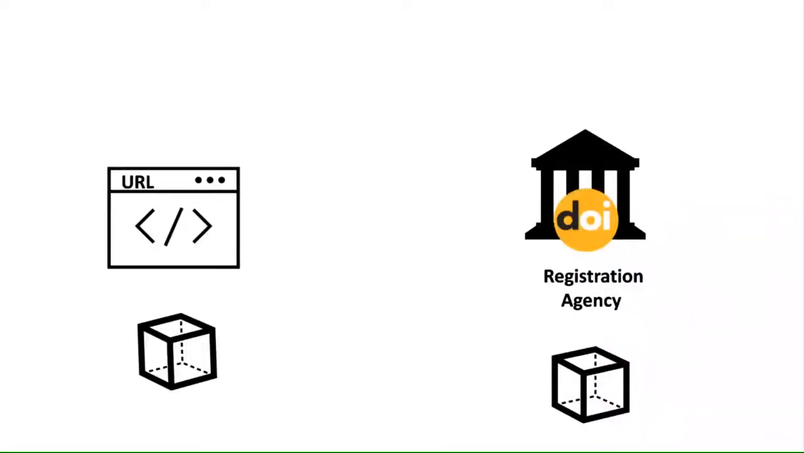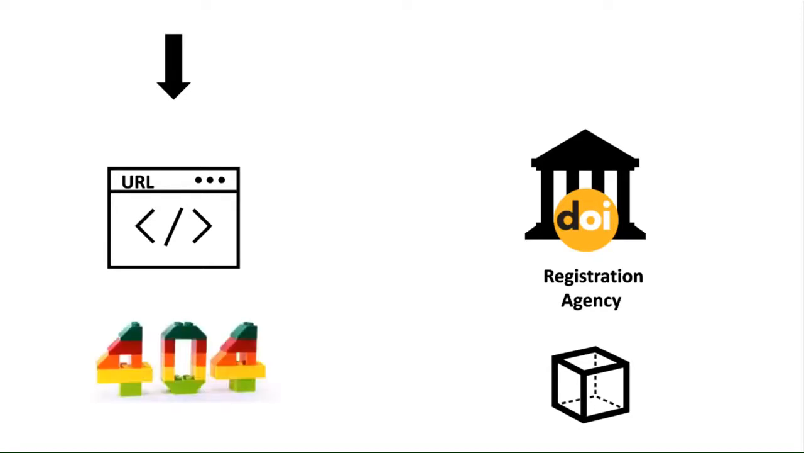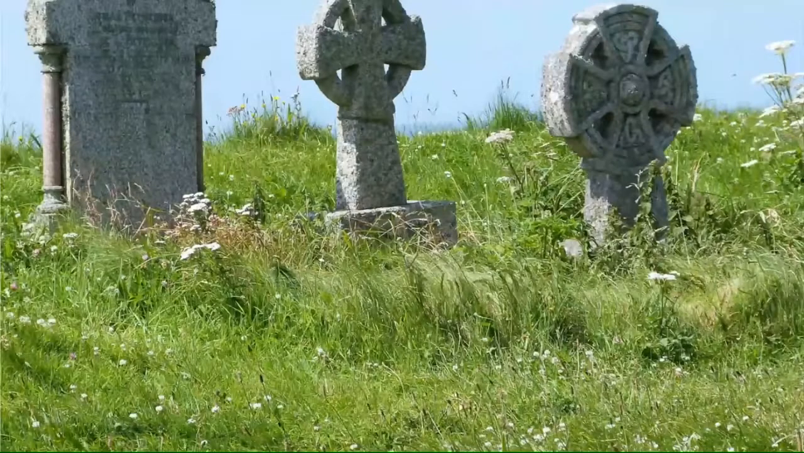A PID acts as a single point of entry for an object to which it is assigned. It is assigned to the object, not the location. So if the URL, the location of the object, changes, the third-party registration agency is also updated. And the PID is connected with the new URL. But the PID attached to the object remains the same, ensuring that where it has been linked to or cited remains actionable and will resolve.